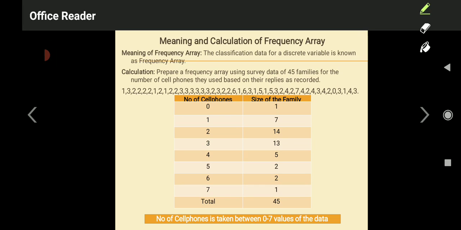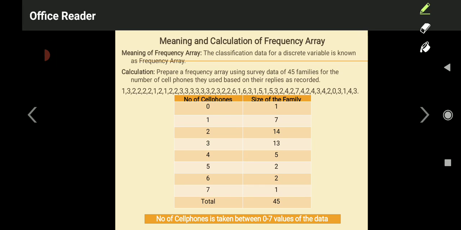The term frequency array is nothing but the classification of data for a discrete variable. Here, a discrete variable is nothing but a variable which can take only certain values. Its values change only by finite jumps between one value and another value, but it does not take any intermediate values between them.